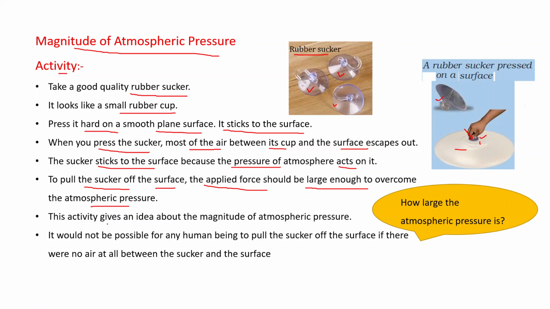This activity gives an idea about the magnitude of atmospheric pressure. Now you can see how large the atmospheric pressure is. It would not be possible for any human being to pull the sucker off the surface if there were no air at all between the sucker and the surface. Now you can imagine what is the magnitude of atmospheric pressure.